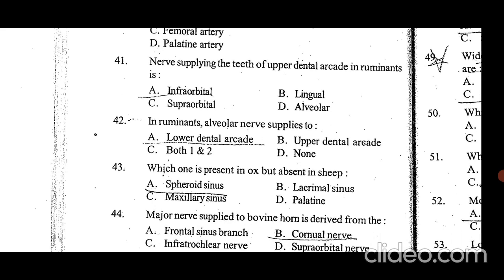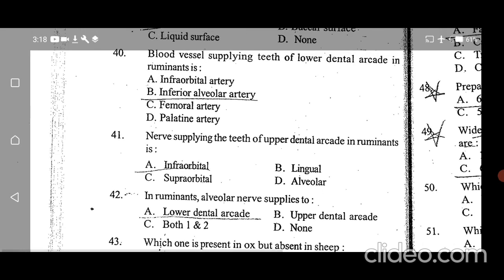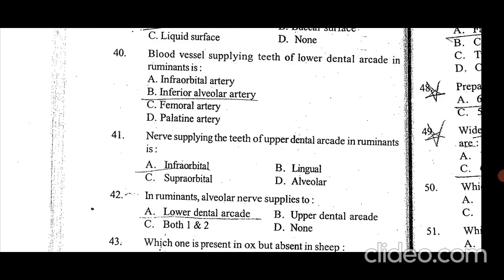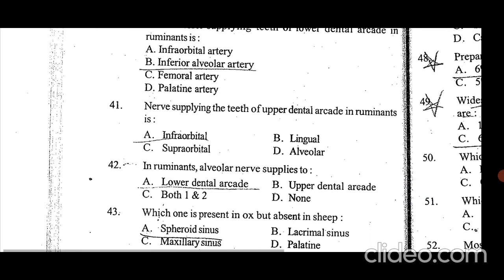Sphenoid sinus is present in ox but absent in sheep. Sheep do not have sphenoid sinus, but ox has. The alveolar nerve supplies the lower dental arcade. The nerve supplying the teeth of the upper dental arcade in ruminants is the infraorbital nerve, and the vessel that supplies blood to the lower dental arcade is the inferior alveolar artery.